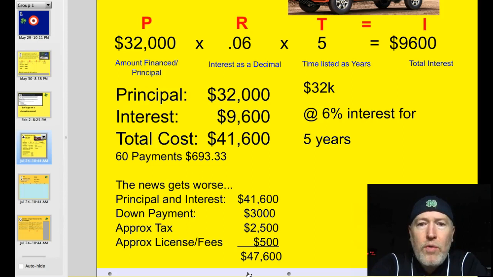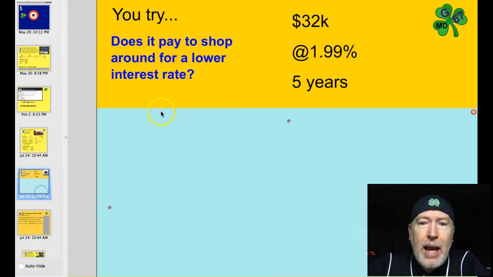Wow. So thank you, Mom and Dad, for driving me to hockey practice in that nice Suburban or whatever vehicle it is, because most of the time parents have to borrow money to buy vehicles, and it costs a lot of money. Does it pay to shop around? It absolutely does.